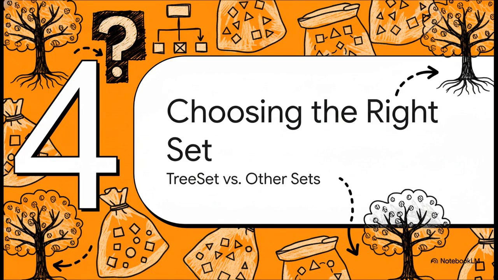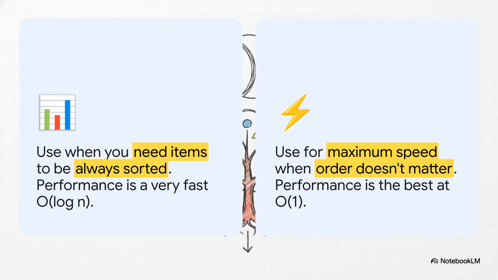Okay, so you know how awesome TreeSet is, but the big question for any developer is, when do you actually use it? Because you've got other options in Java, like HashSet and LinkedHashSet. So let's break down that decision. It really boils down to one simple question. Does order matter to you?